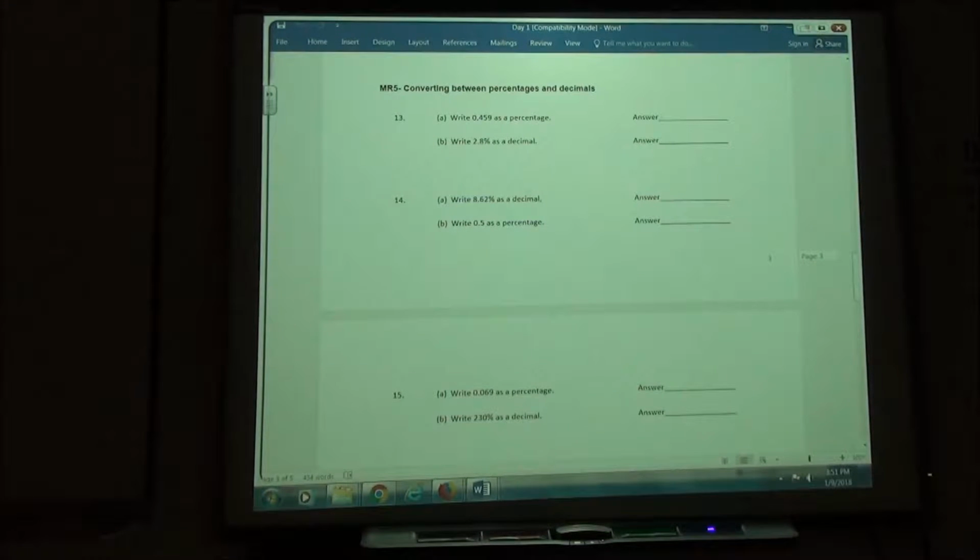If I am going to take a decimal and write it as a percent, I'm multiplying by 100 and adding the percent sign. If I have the one with the percent and it says write it as a decimal, meaning get rid of the percent, I'm going to divide by 100 and get rid of the percent sign.